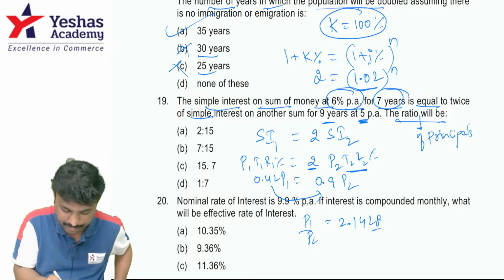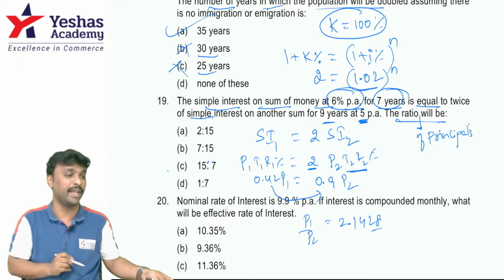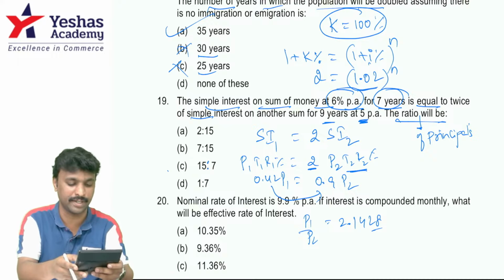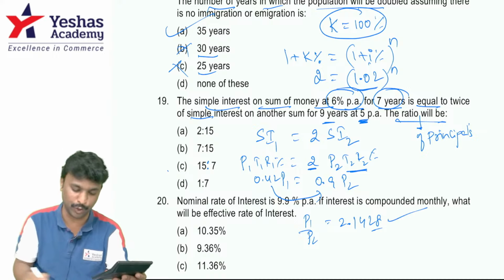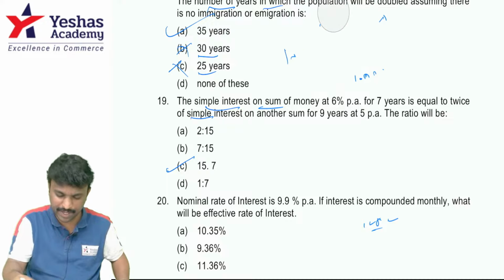So it is clearly 15 is to 7. The 2 is missing. 15 is to 7. You divide 15 by 7 and see what is the result. 2.1428 only. So option C is the right answer. Guys, moving on to the next question.